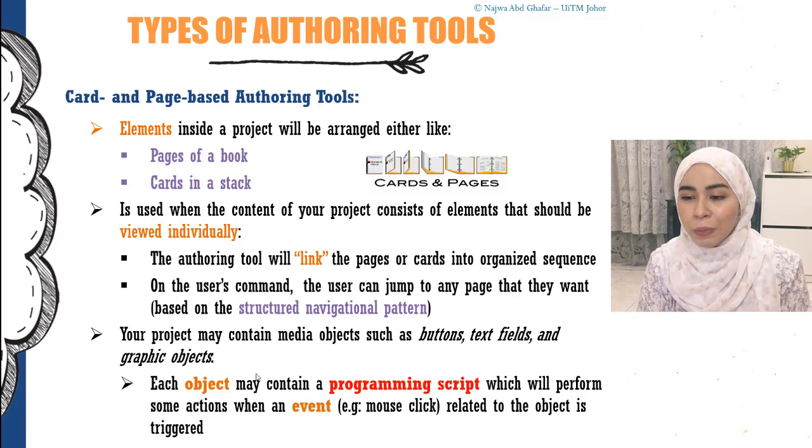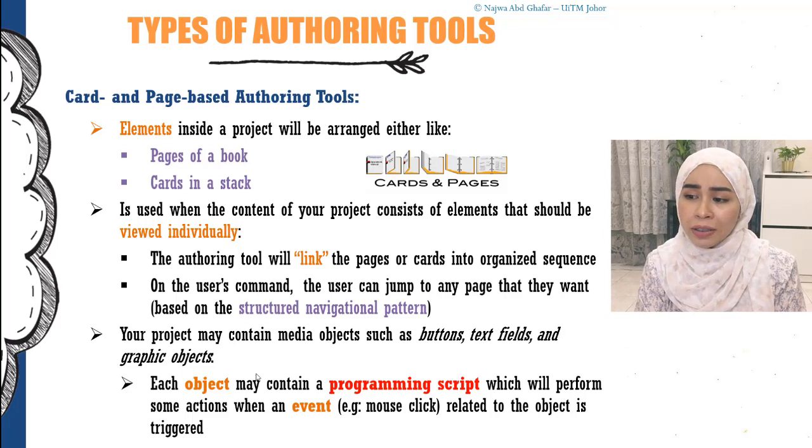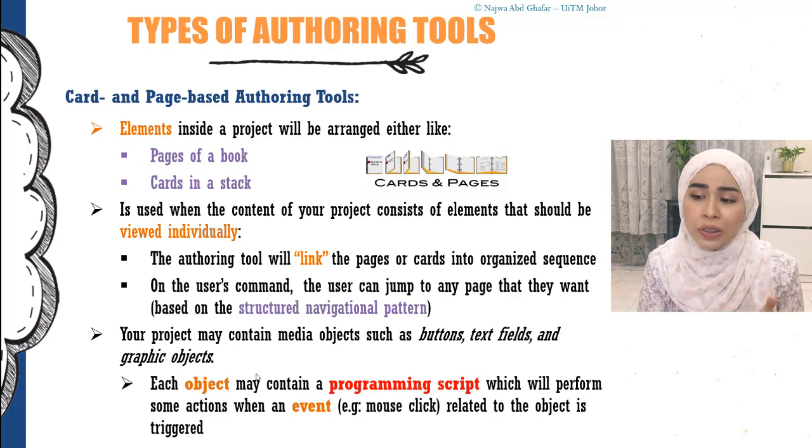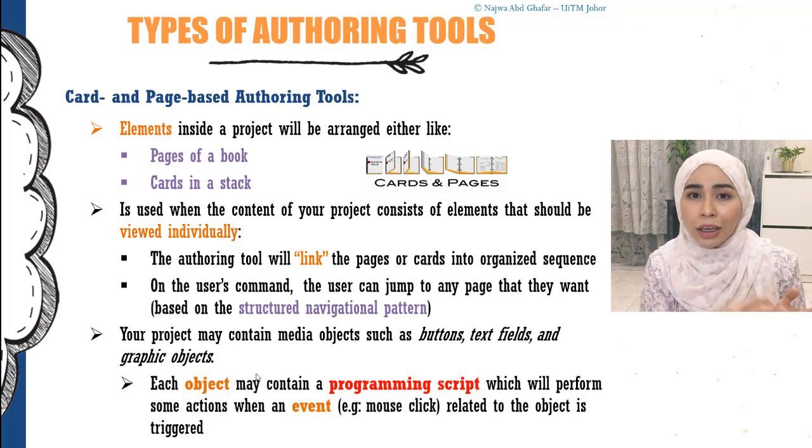Your project may contain media objects such as buttons, text fields, and graphic objects. Again, like I've mentioned, when you have an object and you want it to do something, you need a programming script. This programming script will provide your object the coding or command that it needs to do. This is known as an event.